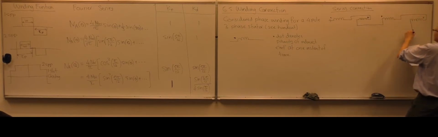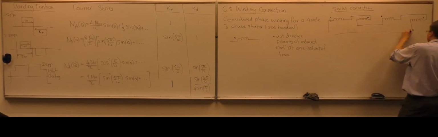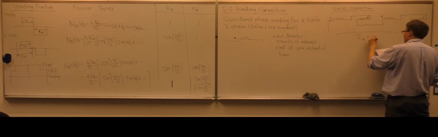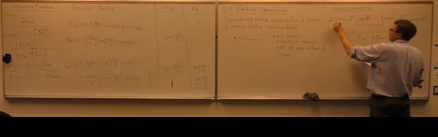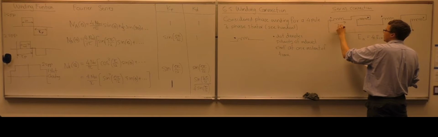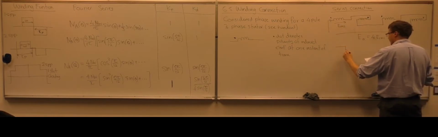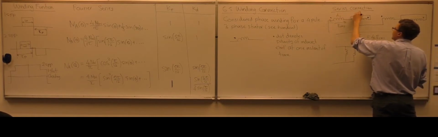And so the net voltage would be 4 times each individual one if it's in series. And then the other option is parallel.